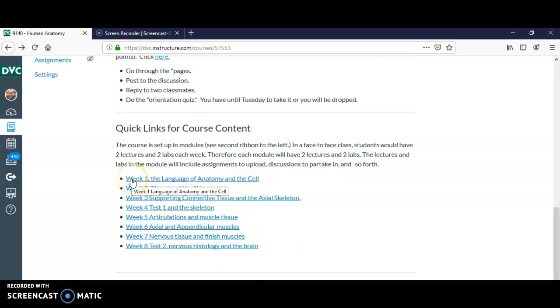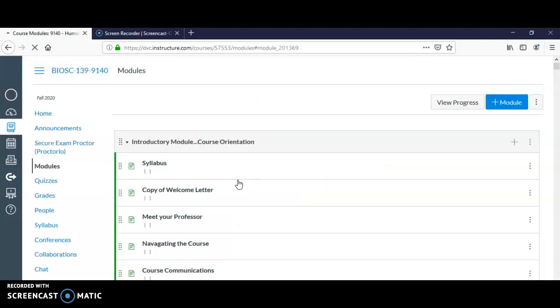So week 1, we have 2 lectures, language of anatomy and cell. Week 2, we have 2 lectures, tissue and the cell. Week 3, 2 lectures, supporting connective tissue and the axial skeleton. Week 4, we have our first test, so there'll only be 1 lecture. So expect 2 lectures a week unless there's going to be a test. So I am going to click on first week.